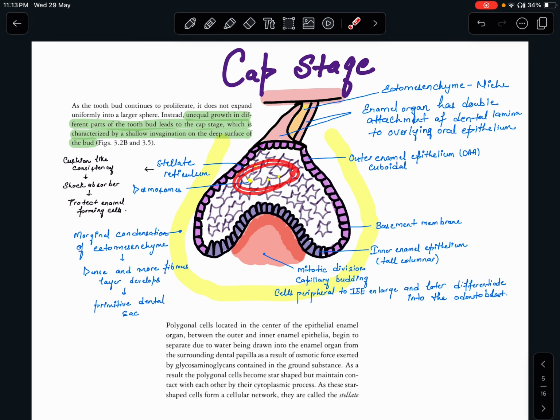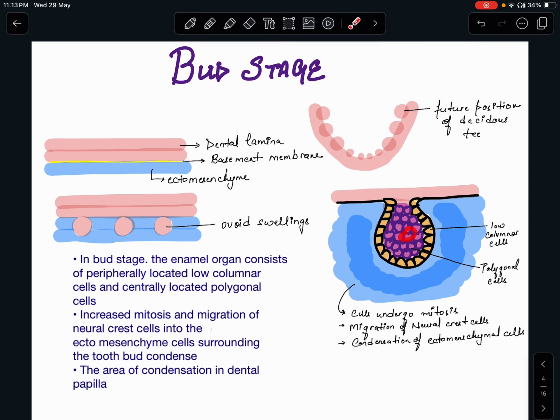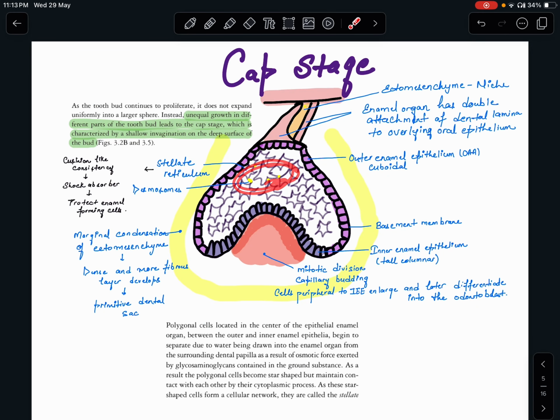Okay, what else is here? So this is the stellate reticulum. We had some polygonal cells in here. These are converted into stellate reticulum. What is stellate reticulum? These are star-shaped cells, and how are they formed? The polygonal cells absorb a lot of water. And why do they absorb a lot of water? Because we have a lot of glycosaminoglycans in the matrix, or the ground substance, in here. So when they absorb a lot of water, they are converted into star-shaped cells. And this entire network is connected through desmosomes.